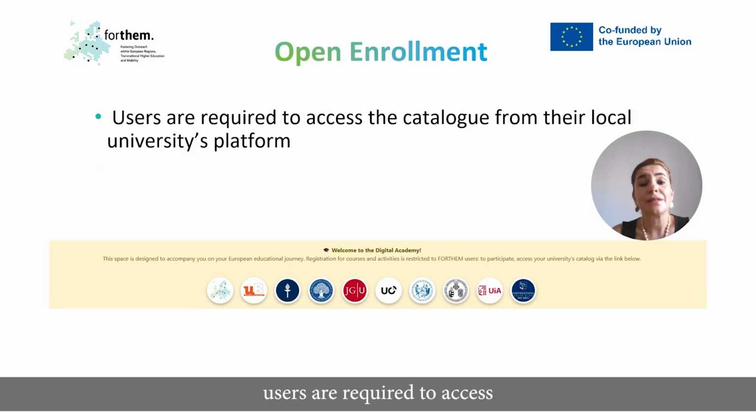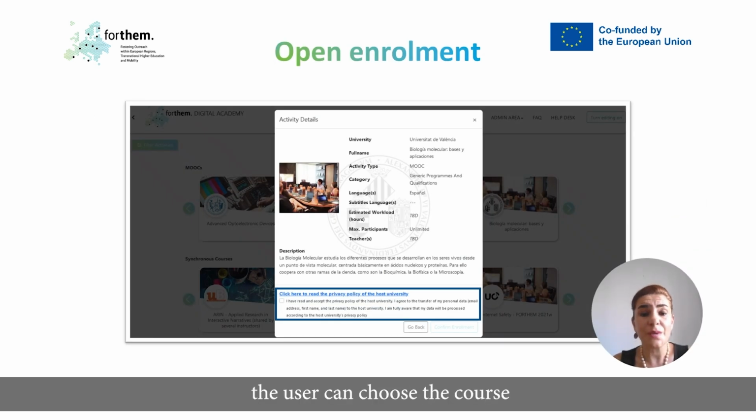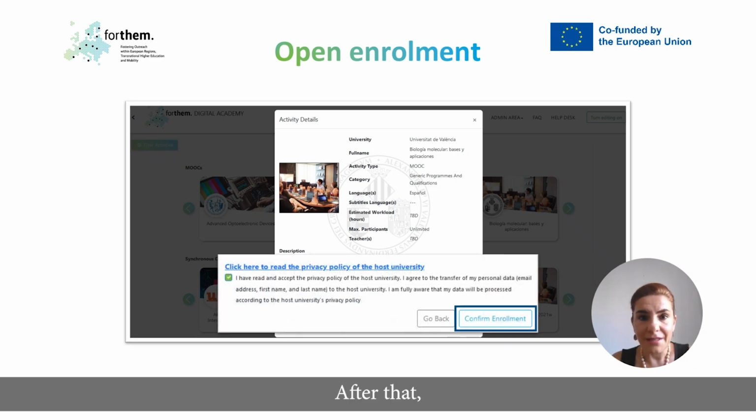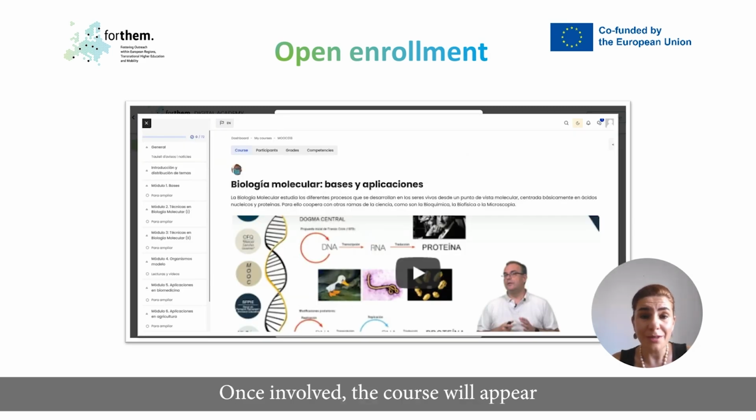For open enrollment, users are required to access the catalog from their local university's platform. After login, the user can choose the course, needs to accept the host university's privacy policy, and click on Confirm Enrollment as displayed on the screen. After that, you just confirm your enrollment. Once enrolled, the course will appear with all its content.